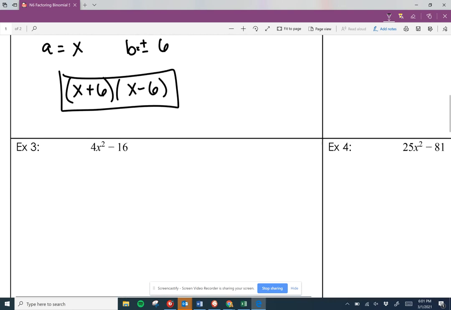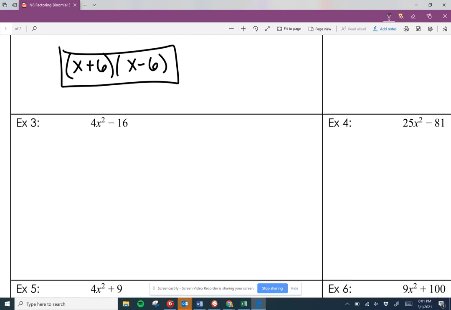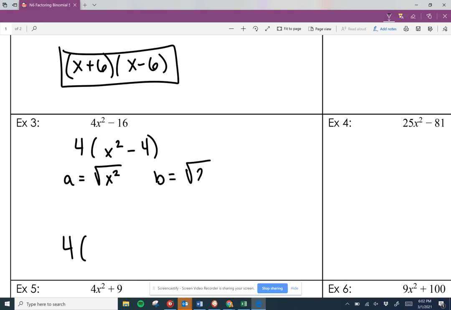You look down to the next example. This one you can see does have a GCF. So this 4 can be factored out of both of these terms. So we're going to want to make sure in our final answer that we do have our 4 in there. Okay, now our a is going to be equal to the square root of x squared, and our b is going to be equal to the square root of, excuse me, what I said gave the answer away, the square root of 4.